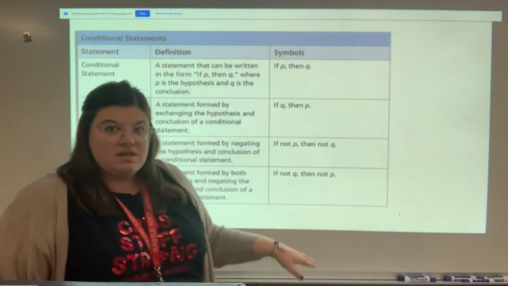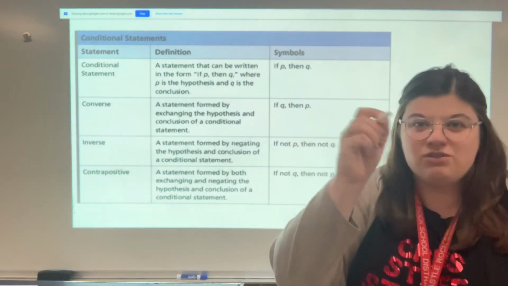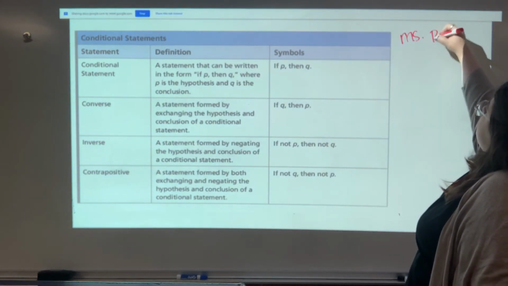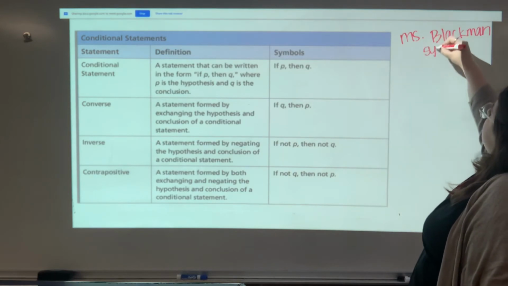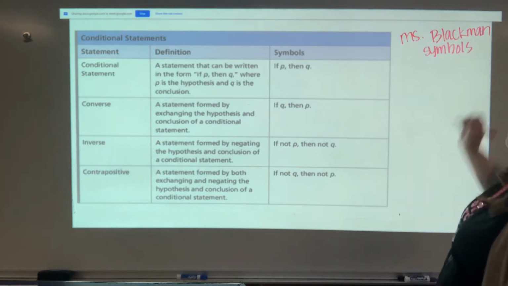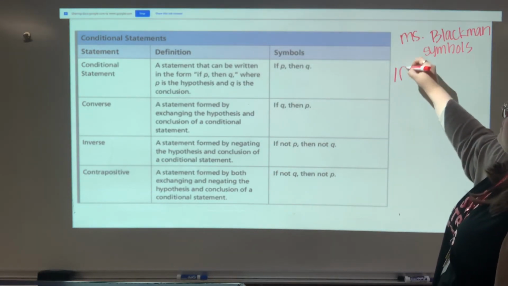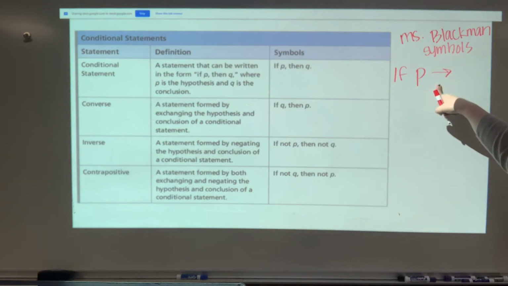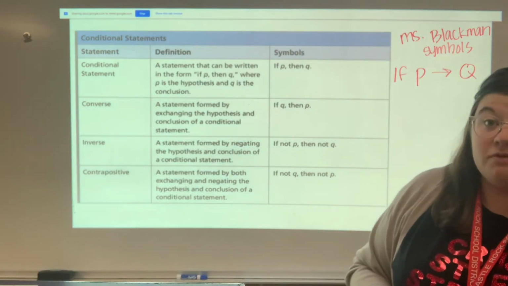So here's the symbols. I'm going to make another column for Miss Blackman's symbols because I like to use that special little knot. So this is Miss Blackman symbols. For a conditional statement, I like to say if P, then, I usually use an arrow for then, Q. So that was conditional statement. We've seen examples of those before.